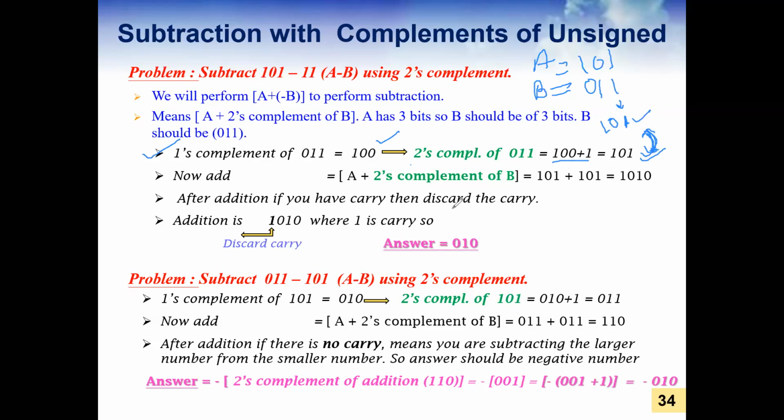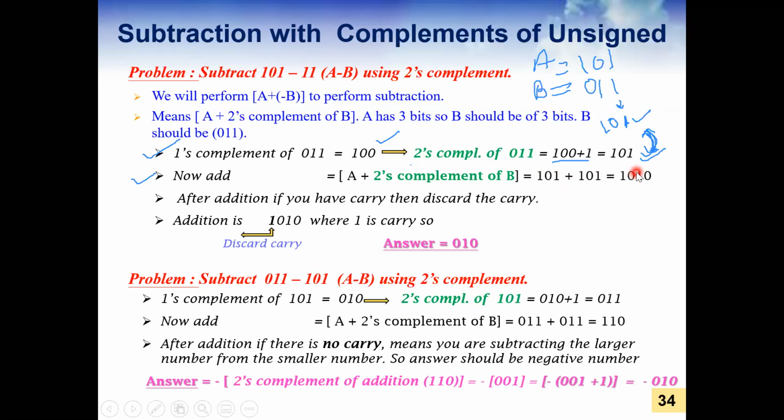I got it here. Now add them: A plus 2's complement of B. Here A is 101, and the 2's complement of B is 101. Add them, 1010. Girls, this time did I receive a carry or not? My result is 4 bits long, not 3 bits. So here I receive a carry.